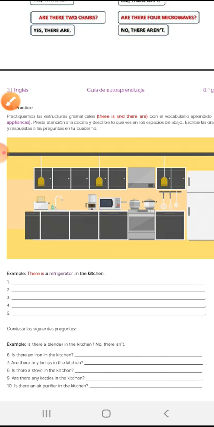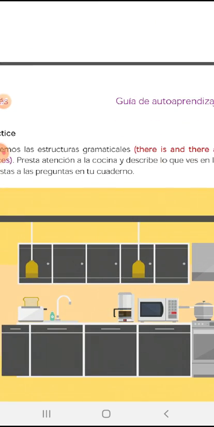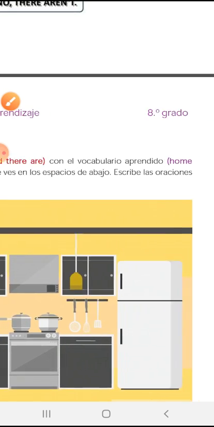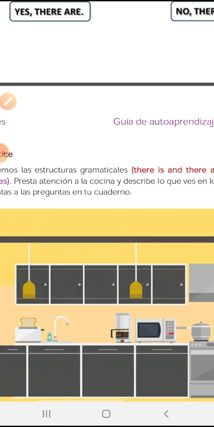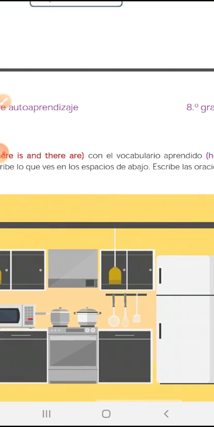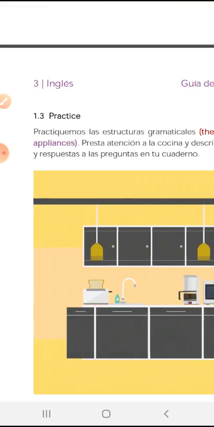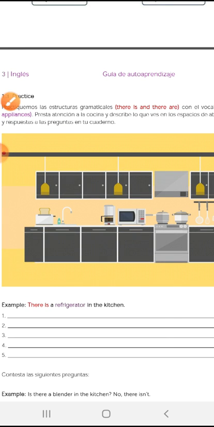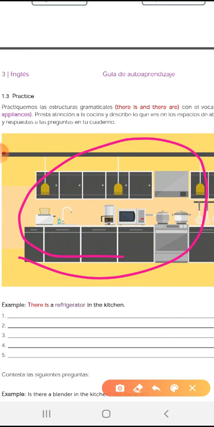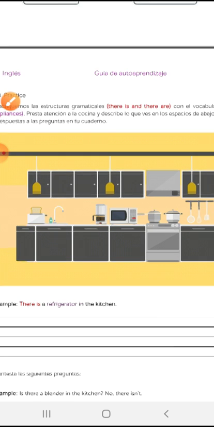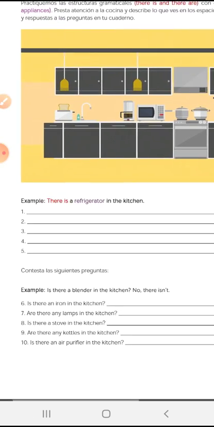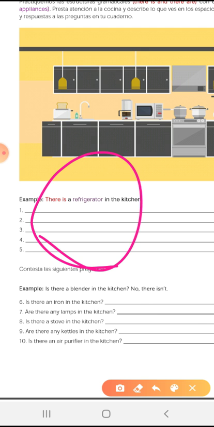Vamos a hacer lo mismo a continuación. Practice. Practiquemos las estructuras gramaticales there is and there are, con el vocabulario aprendido. Home appliances. Presta atención a la cocina y describe lo que ves en los espacios de abajo. Escribe las oraciones y respuestas a las preguntas en tu cuaderno. ¿Ok? Aquí serían las oraciones and here are las respuestas.